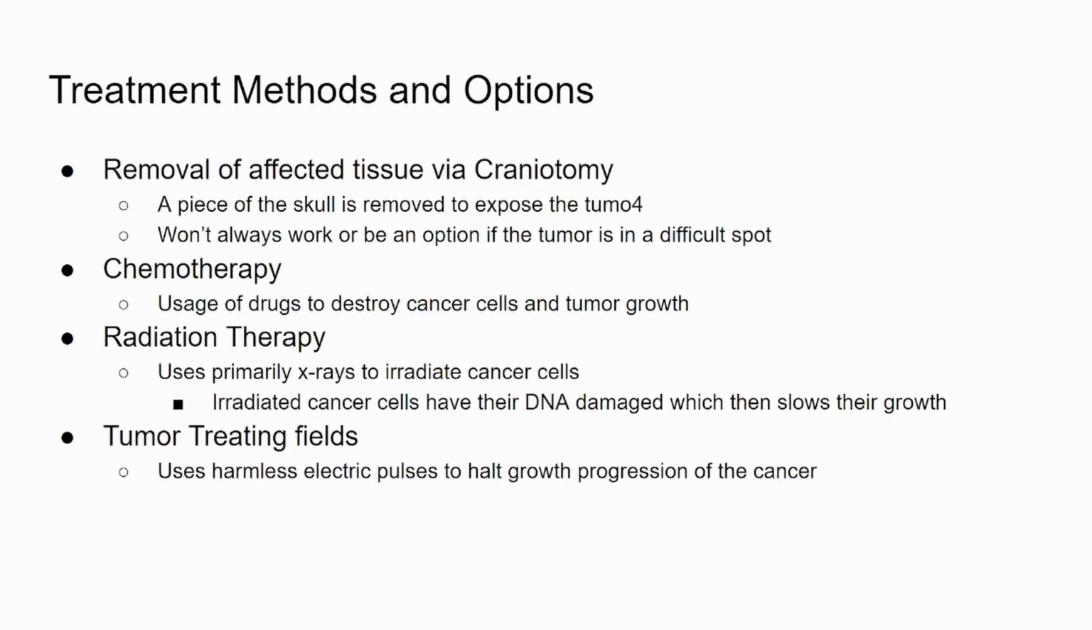Now we'll cover treatment methods and options. Firstly, the most routine one, removal of affected tissue via craniotomies. This is where a piece of the skull is removed to expose the tumor or the affected tissue. It won't always work or be an option depending on where the tumor is, like if it's deep inside or in a rough spot.